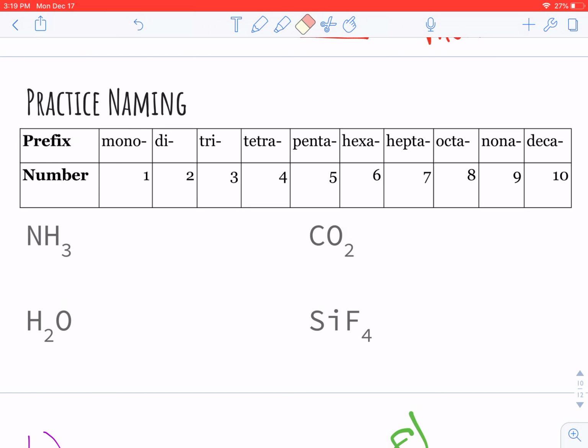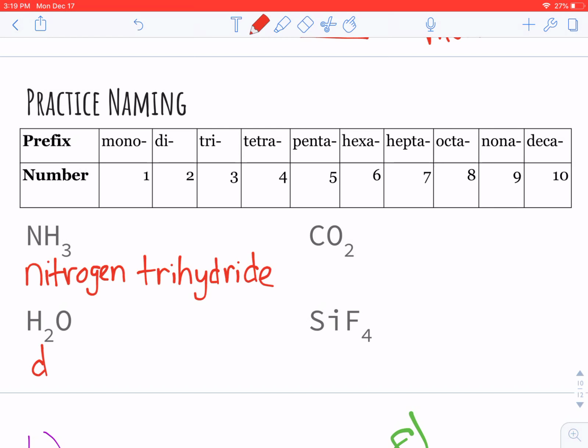So right here we have NH3, known more commonly as ammonia, but when we use our prefixes to name it, that's going to be nitrogen. And then we have 3 hydrogens, so tri, and the second element gets that "ide" ending, so trihydride. Next we have H2O, so that would be dihydrogen monoxide. So if you want to sound really smart when you're saying water, you can call it dihydrogen monoxide.